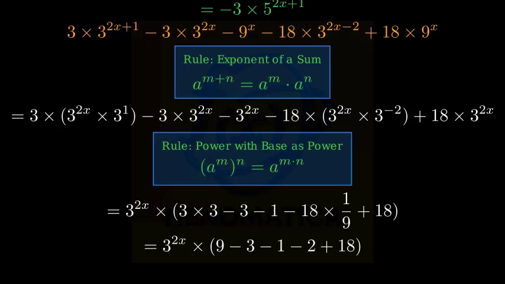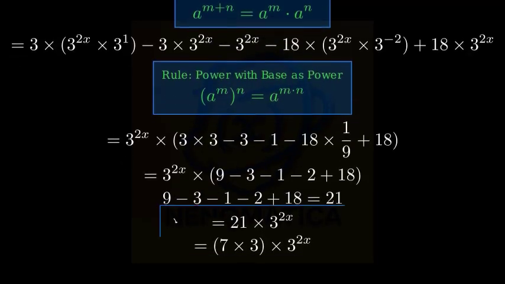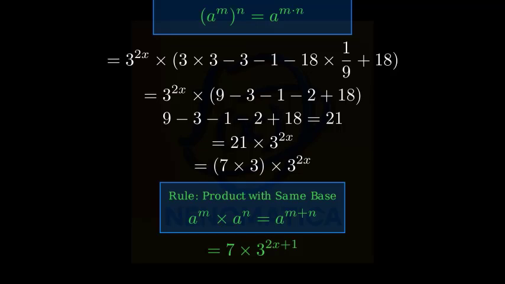So we have 9 minus 3 minus 1 minus 2 plus 18, which equals 21. So our expression simplifies to 21 times 3 to the power of 2x. We can rewrite this as 7 times 3 to the power of 2x, which gives us 7 times 3 to the power of 2x plus 1.